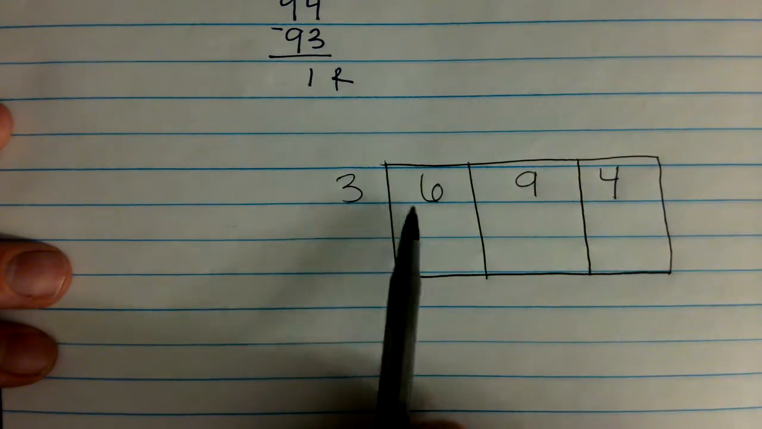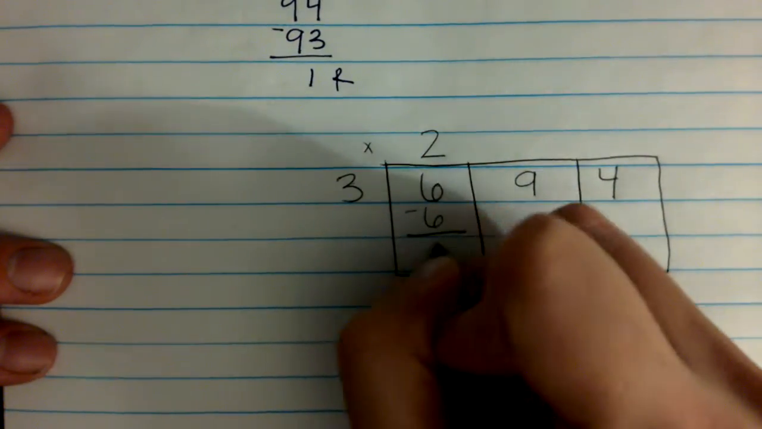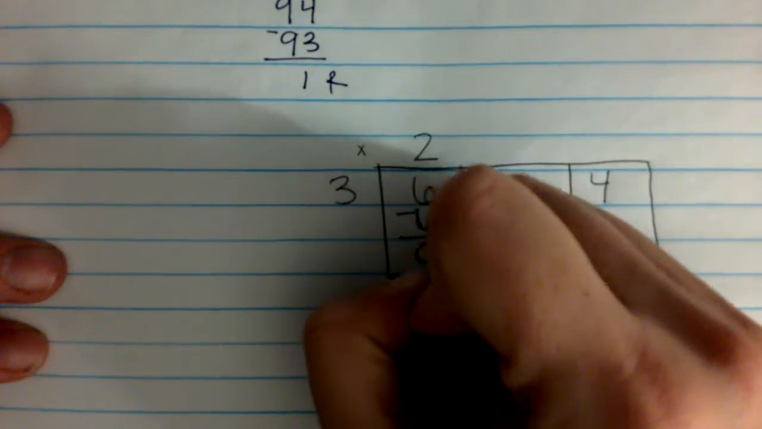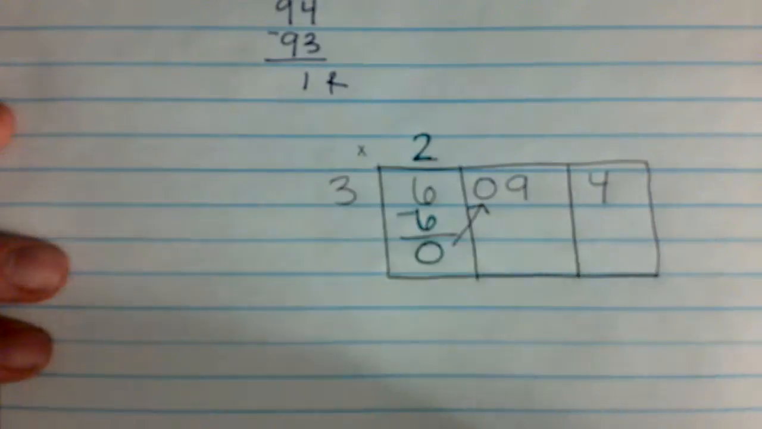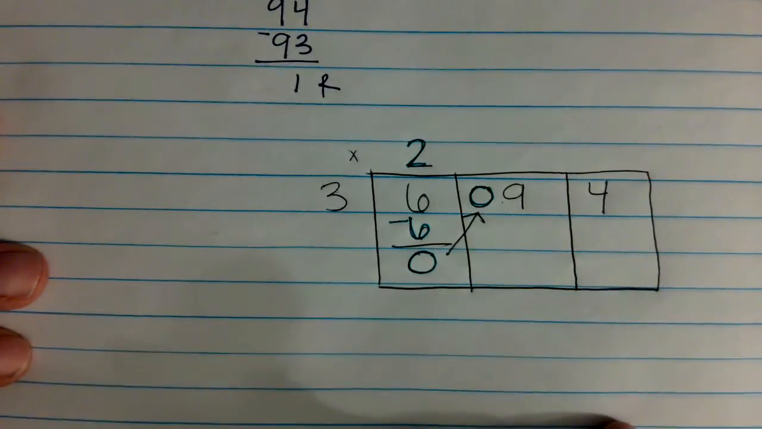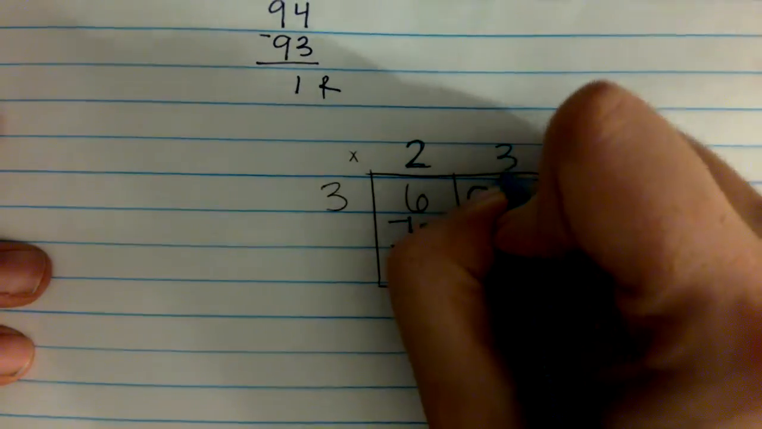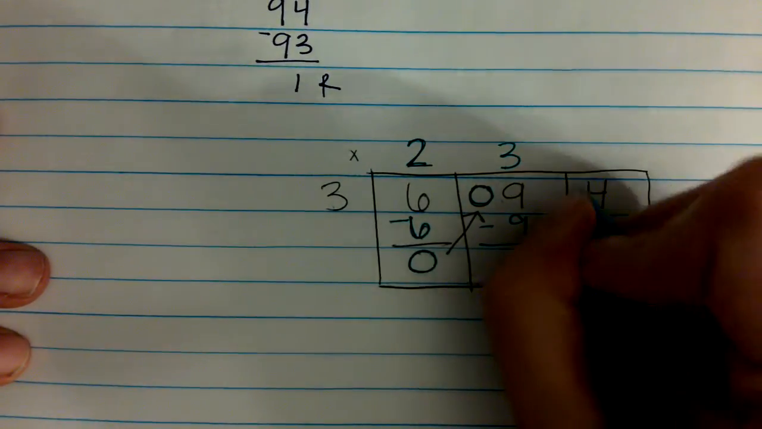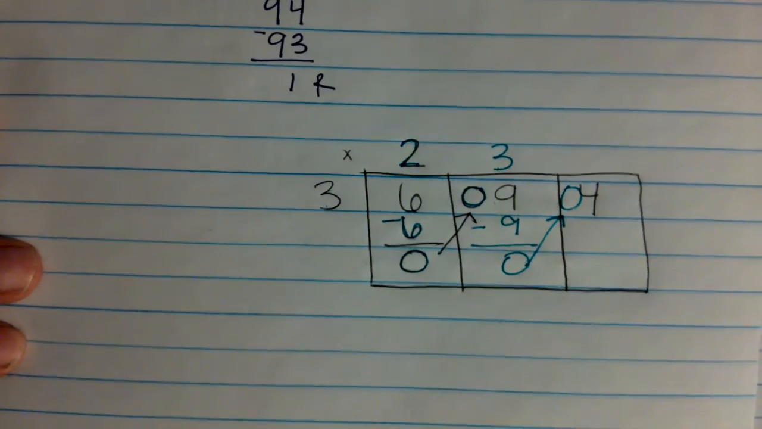Dividend, divisor, quotient. 3 goes into 6 two times. 2 times 3 is 6, 0, carry it over. Okay, I'm doing this color. 6, 0, carry it over to there. All right. So 3 goes into 9. How many times? 3, because I know my multiplication facts. 3 times 3 is 9. That's 0. Bring the 0 over to 4.